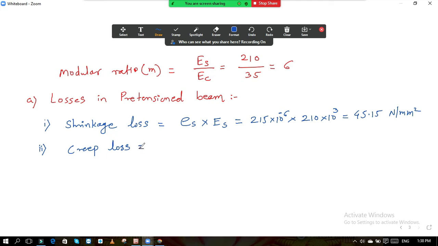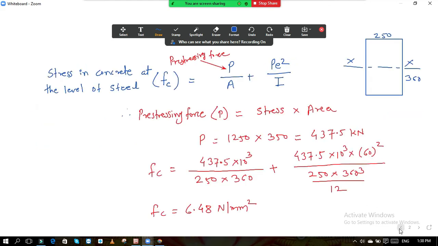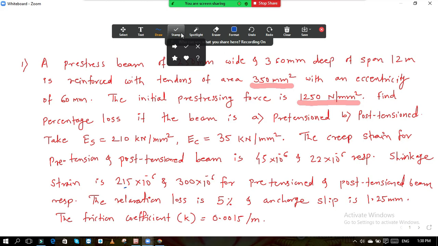So loss due to creep of concrete. How do we calculate that loss? There are two formulas to calculate that: first, when the creep strain is given, or second, when the creep coefficient is given. Now we will see in the numerical what is given to us. Here, creep strain is given to us, creep coefficient is not given to us.